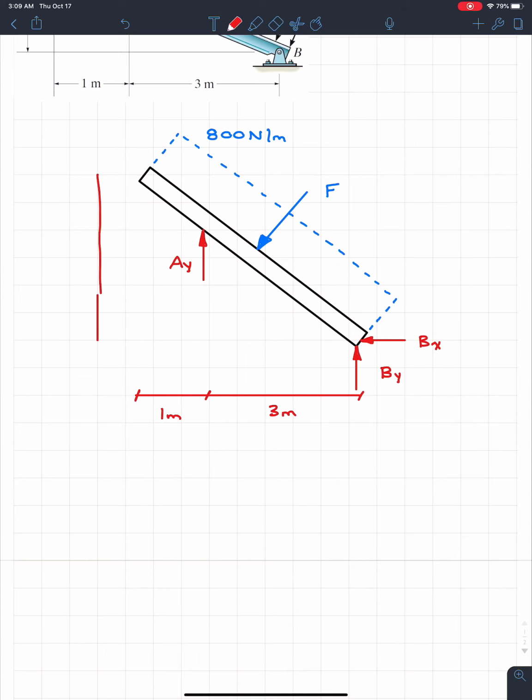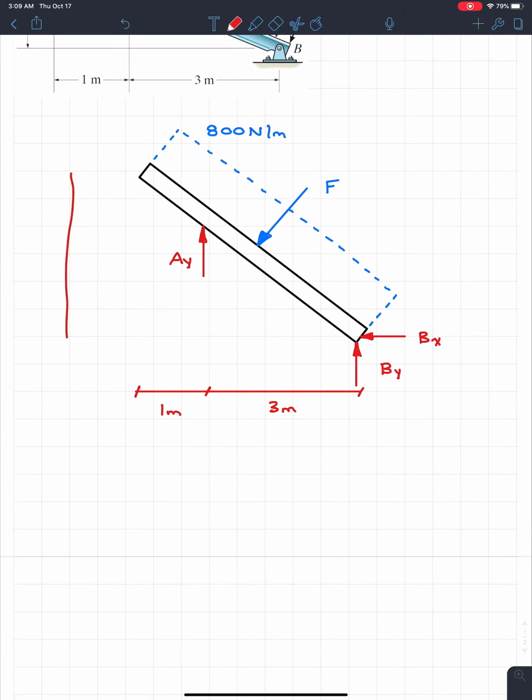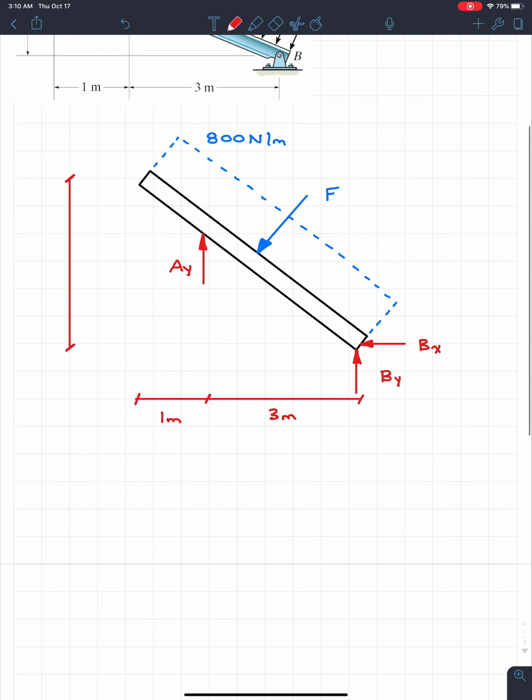Something like this. Oops, I don't know why this is cutting off there. Let's go a little bit further back. Maybe I got a smudge there or something. So we can do something like this, and we know that this is going to also be 3 meters. So not exactly to scale, but again, it doesn't really matter as long as it's clear.